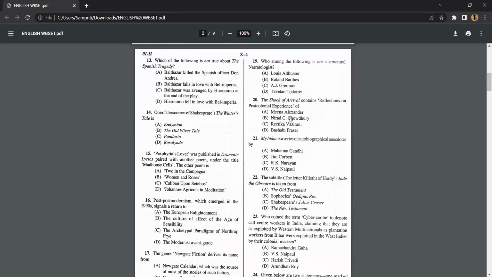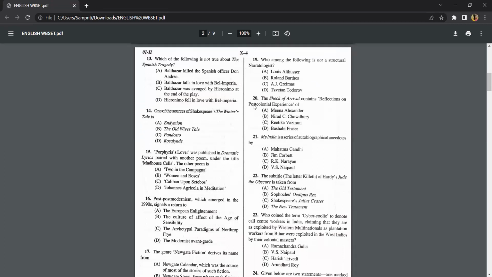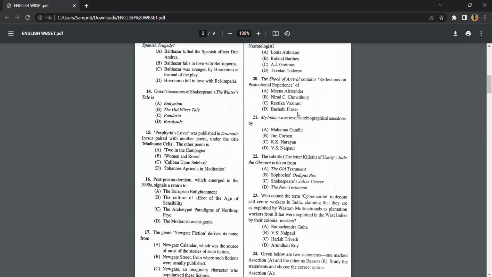20. The Shock of Arrival contains reflections on the post-colonial experience of... This is a book by Meena Alexander, a very important writer, both from Indian literature and from a post-colonial point of view. So The Shock of Arrival contains reflections on the post-colonial experience of Meena Alexander. Option A is the correct answer.